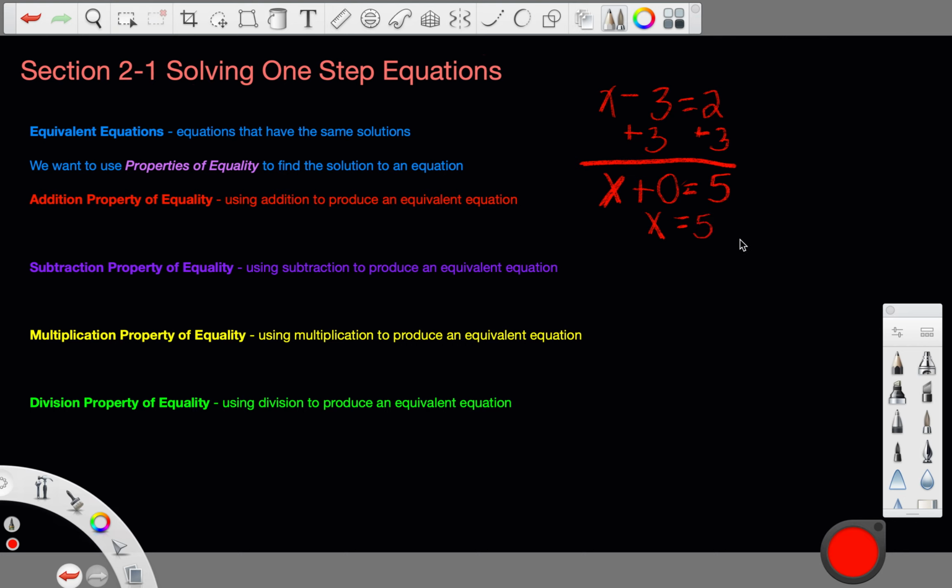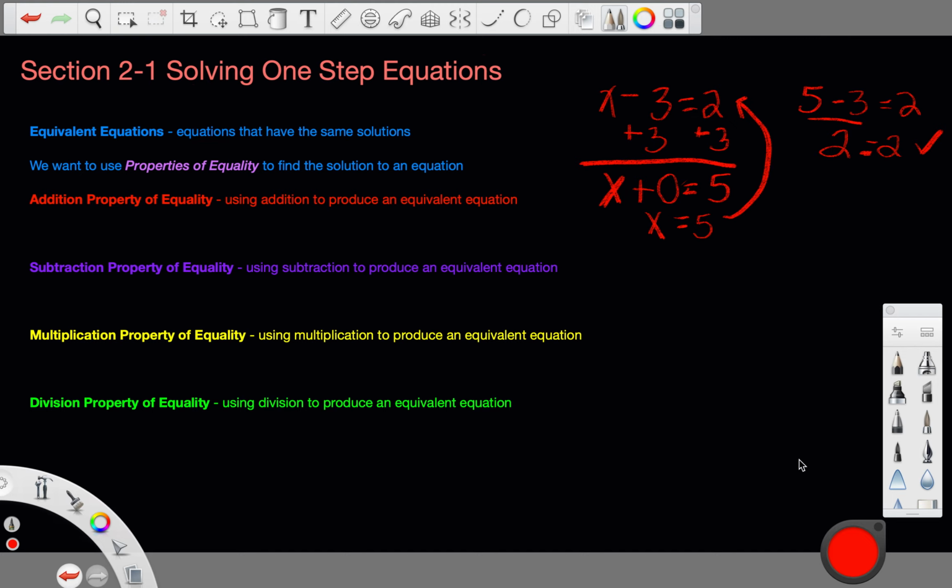Now it's going to be really important that we check our answer. So I'm going to pull it back up here. I'm going to substitute this 5 in for x, just to make sure. So I'm left with 5 minus 3 equals 2. 5 minus 3 does in fact give me 2, so I'm good. Now you see, guys, we use the addition property of equality because addition was the inverse operation of subtraction, which was in our original problem.